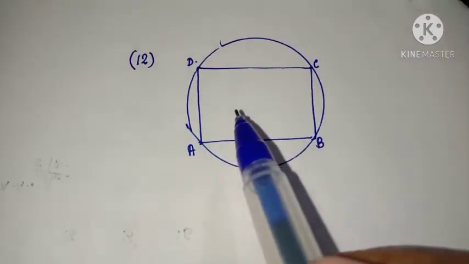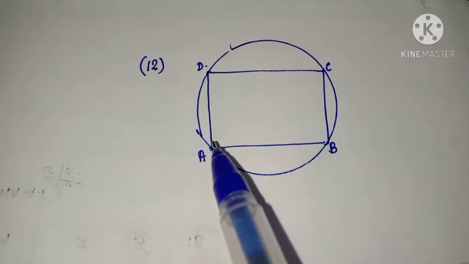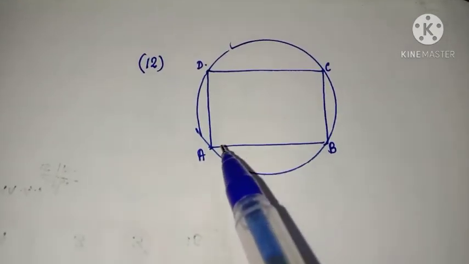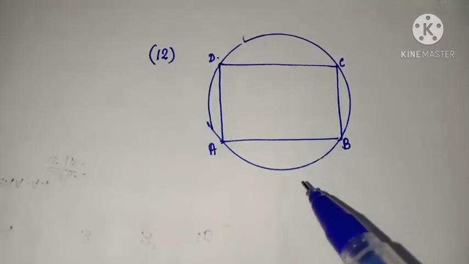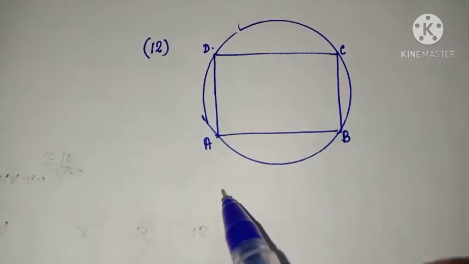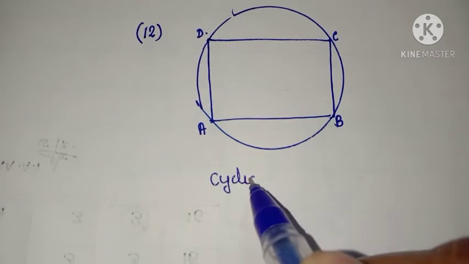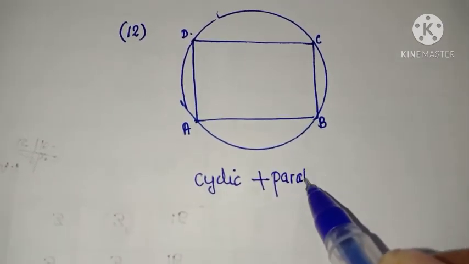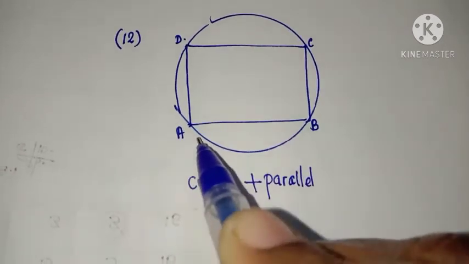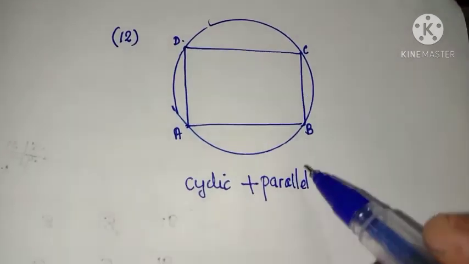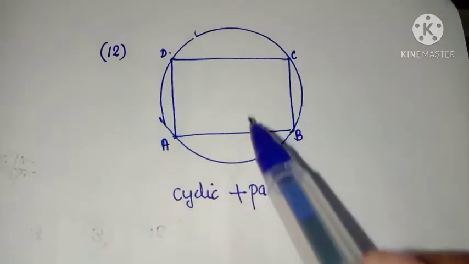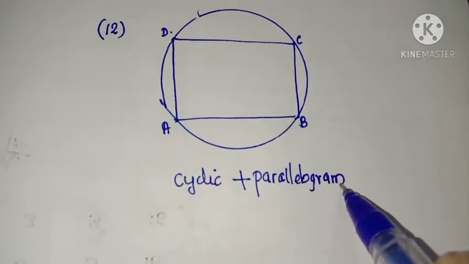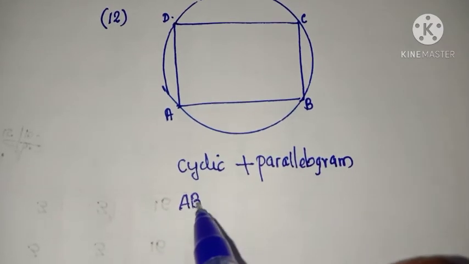Number 12. ABCD is a cyclic parallelogram. We need to prove ABCD is a rectangle. Okay. So ABCD is a cyclic parallelogram, meaning it is a cyclic quadrilateral plus a parallelogram. Cyclic means all the vertices lie on the circle. Parallelogram means opposite sides are equal and parallel. We need to prove ABCD is a rectangle.